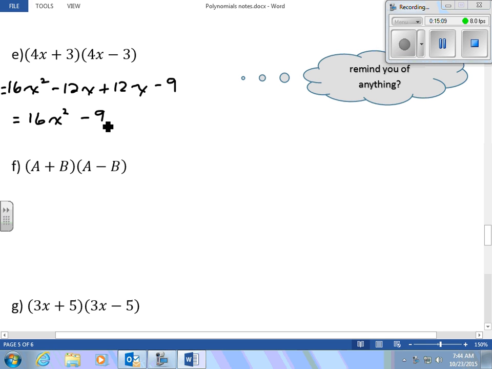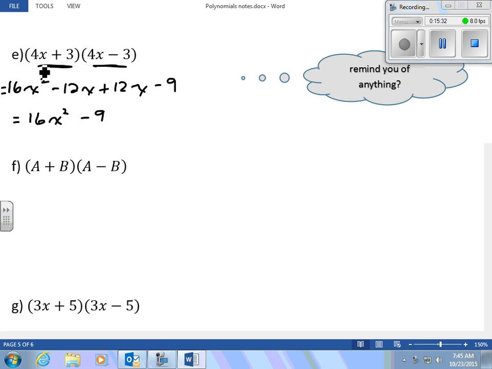Does this remind you of anything? Does it remind you of when we were multiplying conjugates in order to rationalize denominators? If so, it's because these two are conjugates. We've got 4x minus 3 and 4x plus 3. So when we multiply conjugates together, we end up with middle terms that add up to 0, and our final result is just 2 terms.